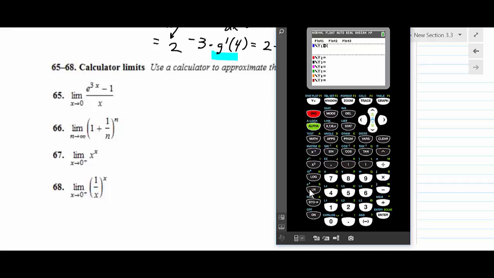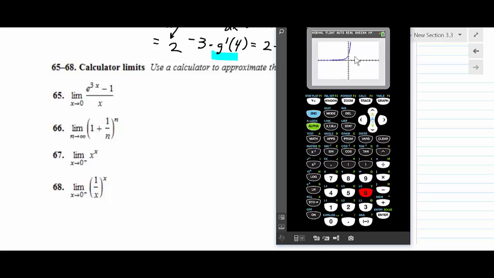So you go e to the 3x, and then you got to get out of that exponent, minus 1, and then we'll divide by x like that. And we're just going to do this in a standard window. We'll zoom in if we need to. Once you get that in, let's go zoom 6 to get a standard window. And we're going to look at the limit as x approaches 0 and just see visually if we can figure out what it might be.